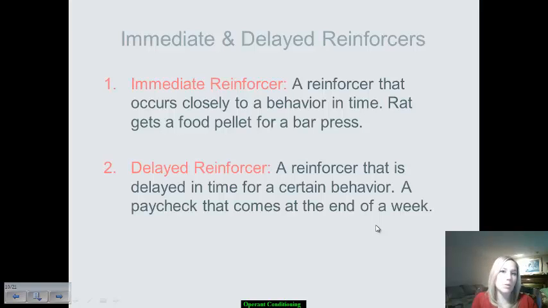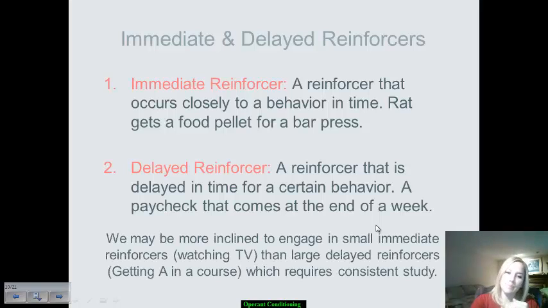The teachers here at school, for example, we're paid every 2 weeks. We have a very set schedule. 1st of the month, 15th of the month. Okay, so you work to get to that delayed reinforcer of the paycheck in 2 weeks' time. Okay, so those are delayed reinforcers.